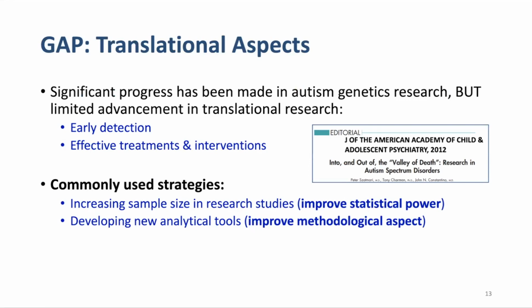Despite significant progress made in understanding the etiology of autism, there are no effective biomarkers to facilitate the early detection and effective treatment. Two strategies have been commonly used to address these barriers: increasing sample size in research studies to improve statistical power, and developing new analytical tools. These strategies have been helpful in some cases, but translation of research from bench to bedside is still a major challenge.